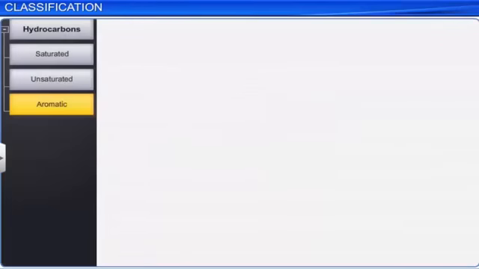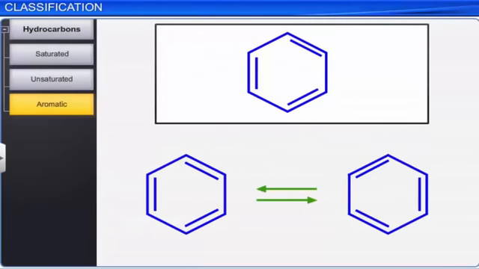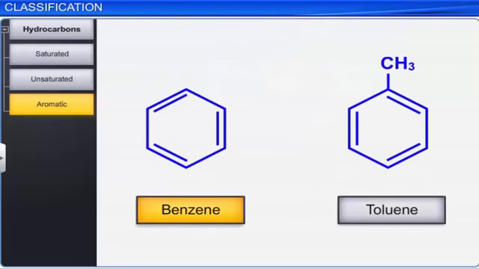Aromatic hydrocarbons are cyclic hydrocarbons with alternate double bonds in conjugation. Aromatic compounds are benzene and the compounds that resemble benzene in their chemical behavior. For example, benzene, toluene, etc.